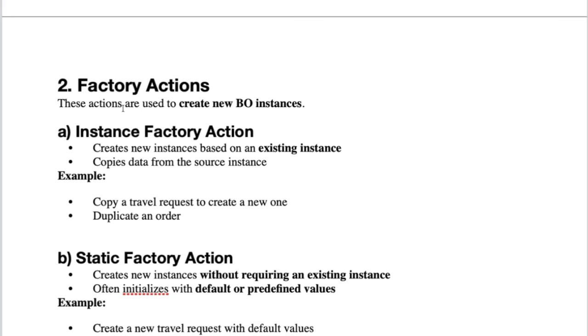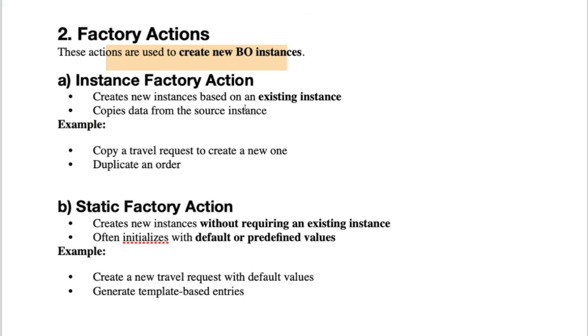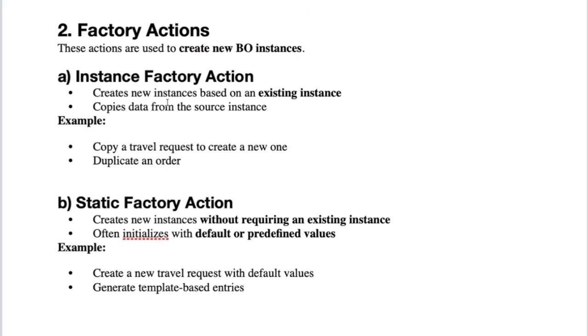Second type of action we have is the factory action. So these actions are used to create new BO instances. Okay, so these are for the creation of new BO instances, not for the updation of already existing instances. So similarly, we have two types of factory actions: instance factory action and static factory action. The instance factory action creates new instances based on an existing instance. So we can create a copy of an already existing instance using the instance factory action.